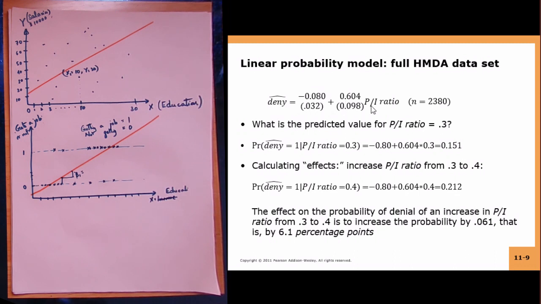So now, as you can imagine, this does not directly tell you that if PI ratio goes up by 1, deny hat goes up by 0.604. That is not how you interpret it, because deny hat is a probability. So when your PI ratio is 0.3, what is the probability of deny hat? That is minus 0.080 plus 0.604 times 0.3, that is 0.151.